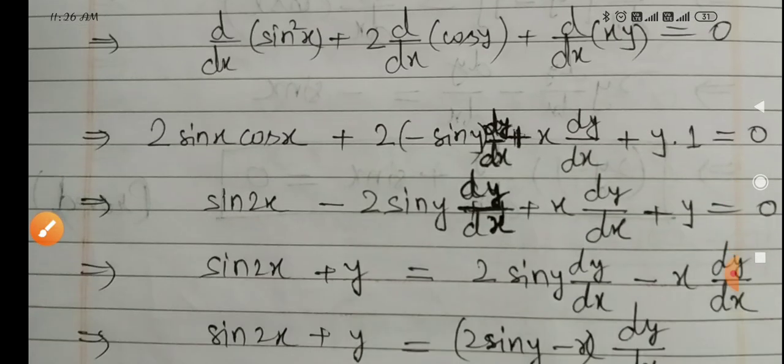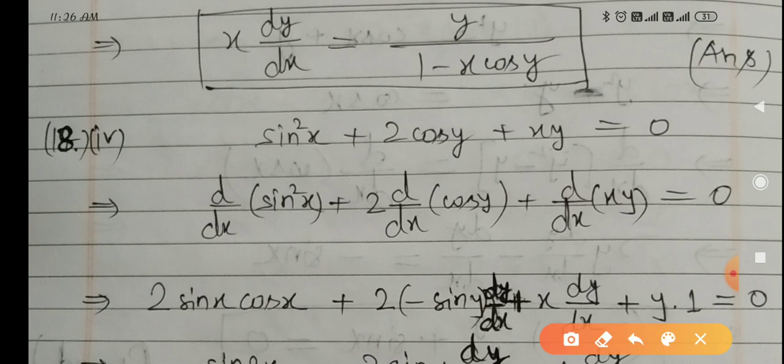One more question I am taking. Question number 18, fourth part. Four parts are there, so the fourth part I am taking: sin square x plus 2 cos y plus xy equals 0. You have to find dy upon dx. Here also you have to find dy upon dx.